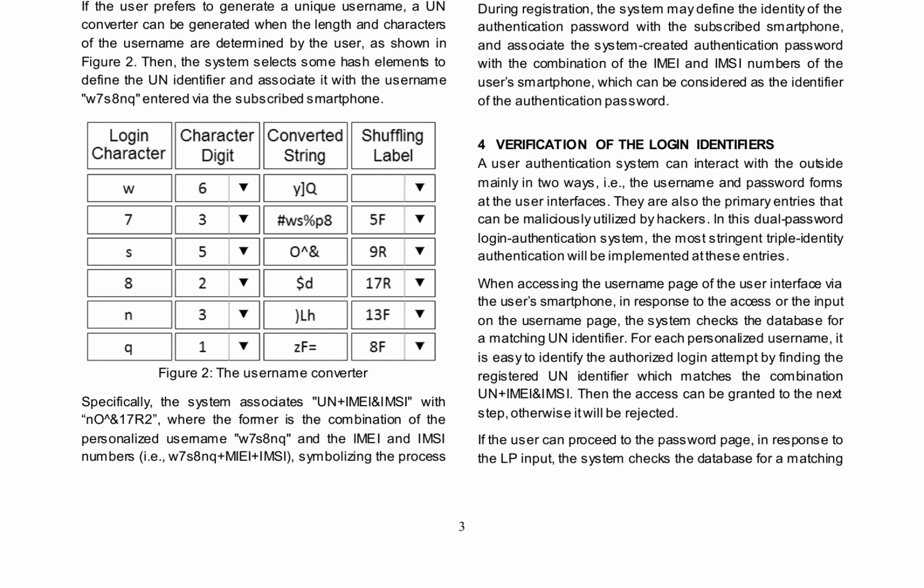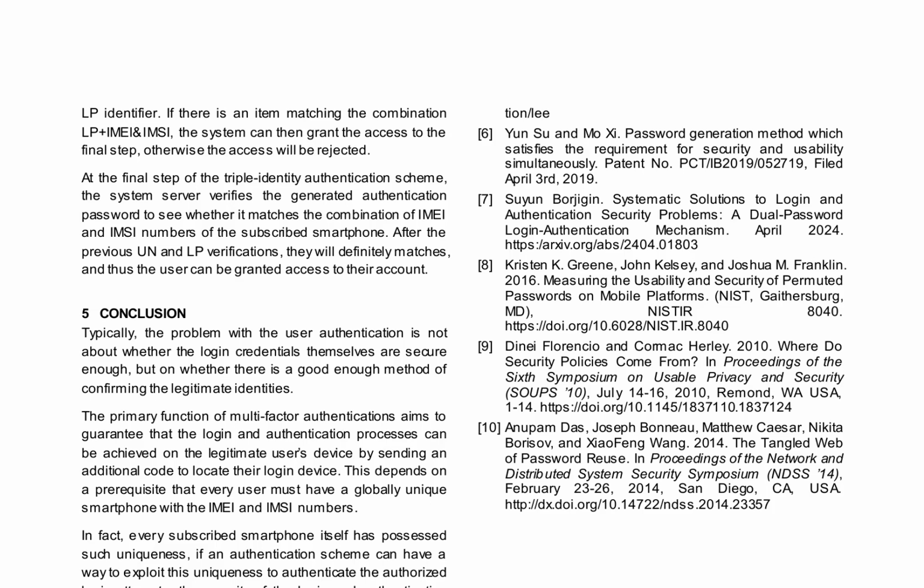During verification, the system checks the database for a matching UN identifier when the user accesses the username page. If the access is granted, the system then checks for a matching LP identifier when the user inputs the login password. Finally, the system verifies the generated authentication password to ensure it matches the combination of IMEI and IMSI numbers of the subscribed smartphone. The proposed system aims to provide triple identity authentication, ensuring that login and authentication processes can be achieved on the legitimate user's device.